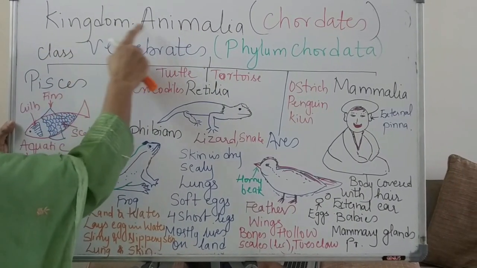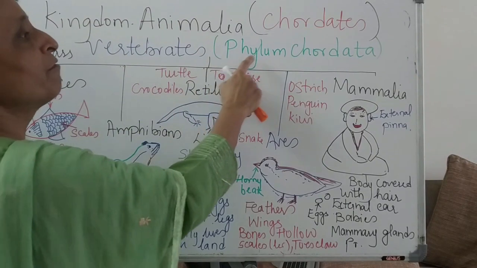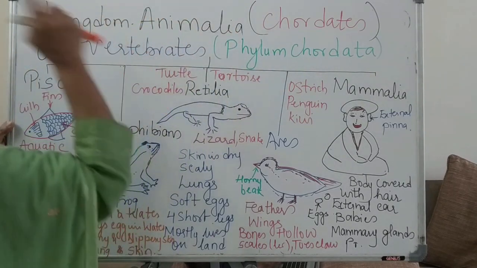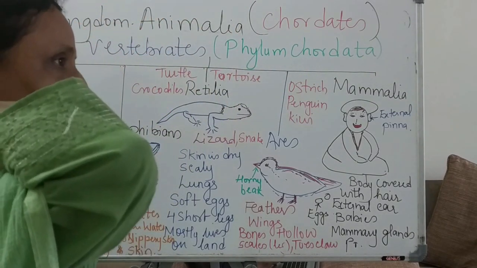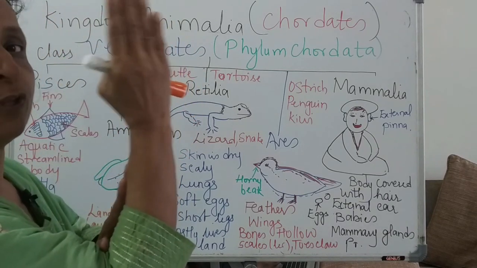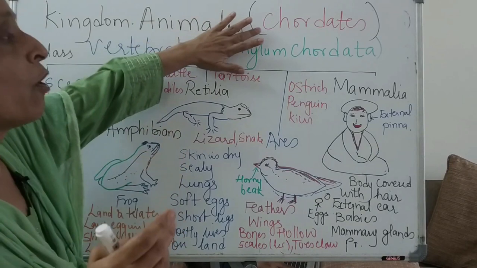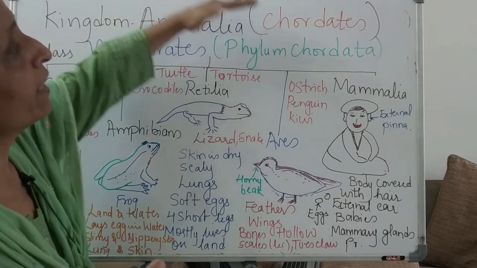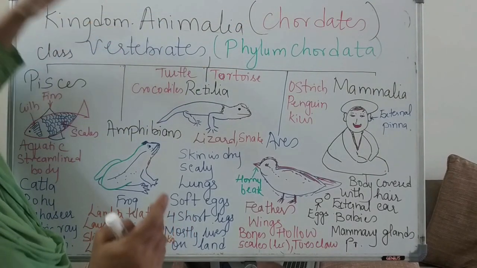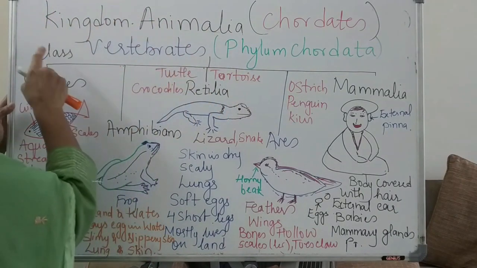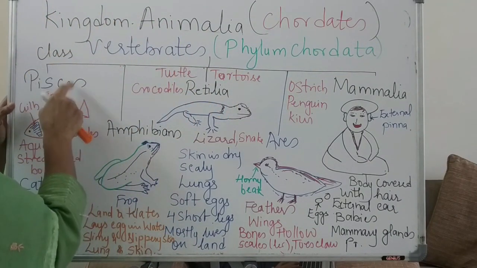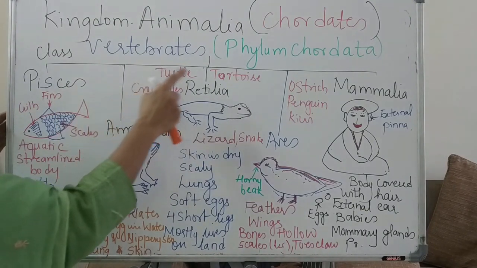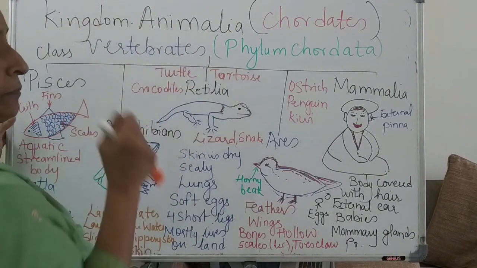Now, in the kingdom Animalia, we have reached the phylum Chordata. Chordates, vertebrates. That is, they have a vertebral column behind to give support to the body. So, these are chordates. We have done non-chordates. Now, in this phylum, different classes are present: Pisces, Reptilia, Mammalia. These are the different classes which are present.